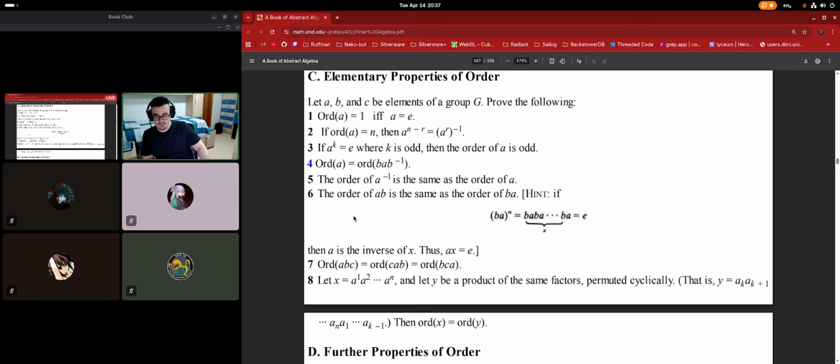Okay, cool. So 6: the order of AB is the same as the order of BA. How are you going to do that if we don't know if this is an abelian group? So how do you plan on doing that? One of the things I thought is that if you have BA to the power of n, there will be ABs in here, right? There will be ABs in here, and maybe you can do something with that. But I haven't gone that route. So what should you guys do?